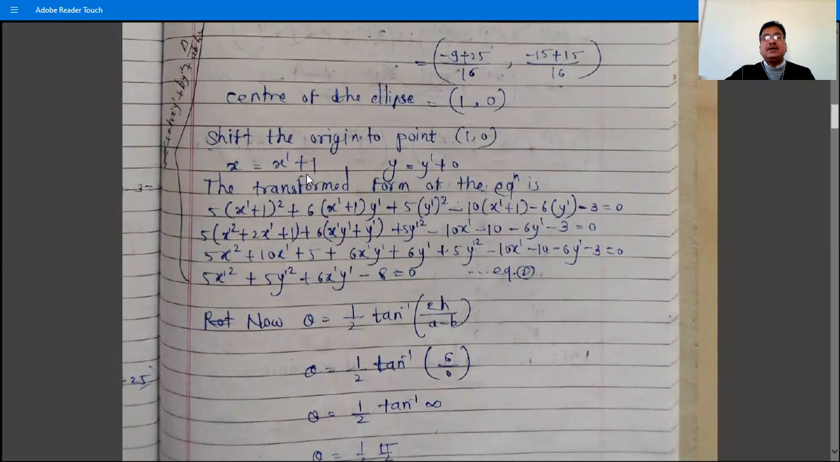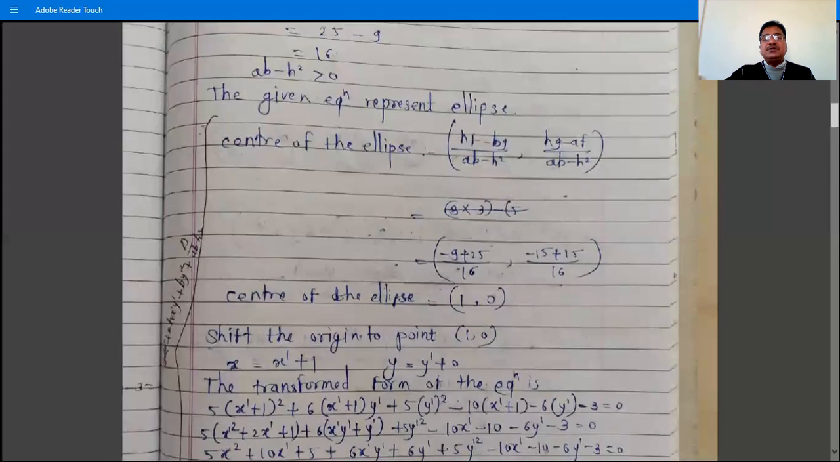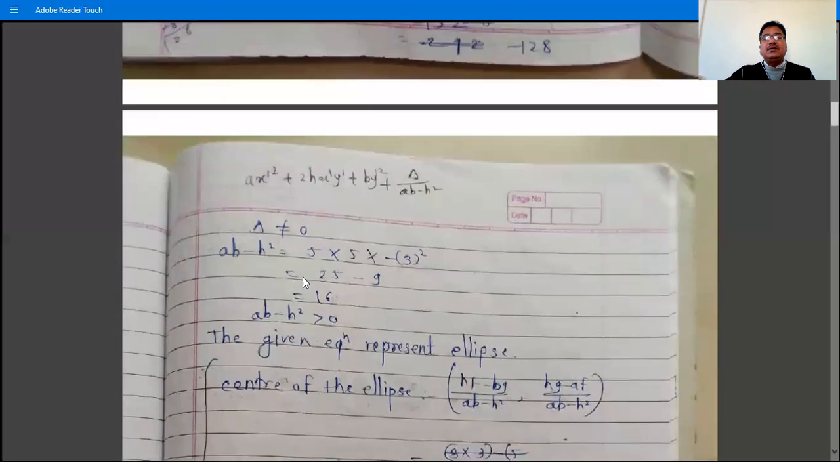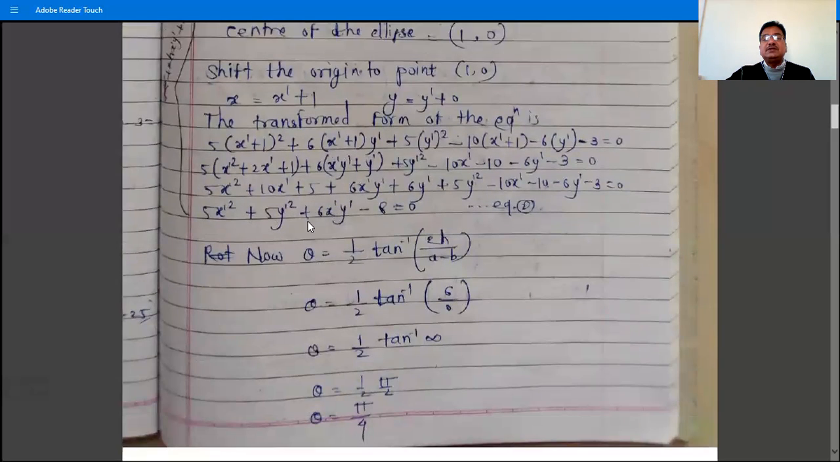That is, substitute x is equal to x dash plus h, y is equal to y dash plus k, with h, k as the center of the conic. Then find the transformed form. Or instead of this procedure, we have to obtain this equation number 2, in which the linear terms are absent. So what we have to do? Directly use this formula: ax dash square plus 2hx dash y dash plus by dash square plus delta by ab minus h square is equal to 0. We have the direct answer of this. We have this equation number 2 directly. Okay.